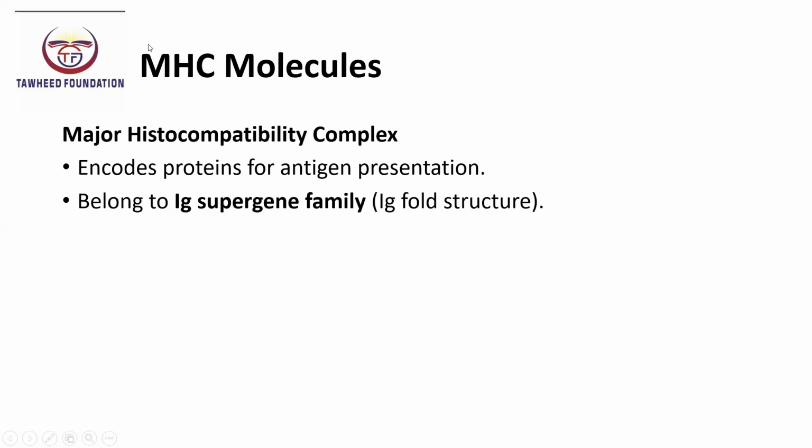Next is the major histocompatibility complex, that is MHC. It plays a fundamental role in immune recognition. MHC molecules are highly polymorphic glycoproteins encoded by a cluster of genes and are responsible for presenting antigens to T cells. Without MHC, T cells cannot recognize foreign antigens, meaning adaptive immunity would not function.